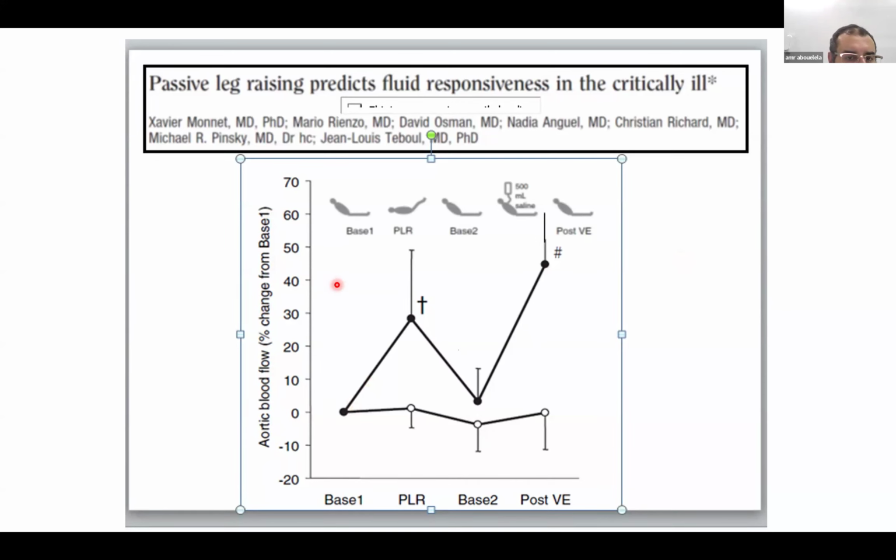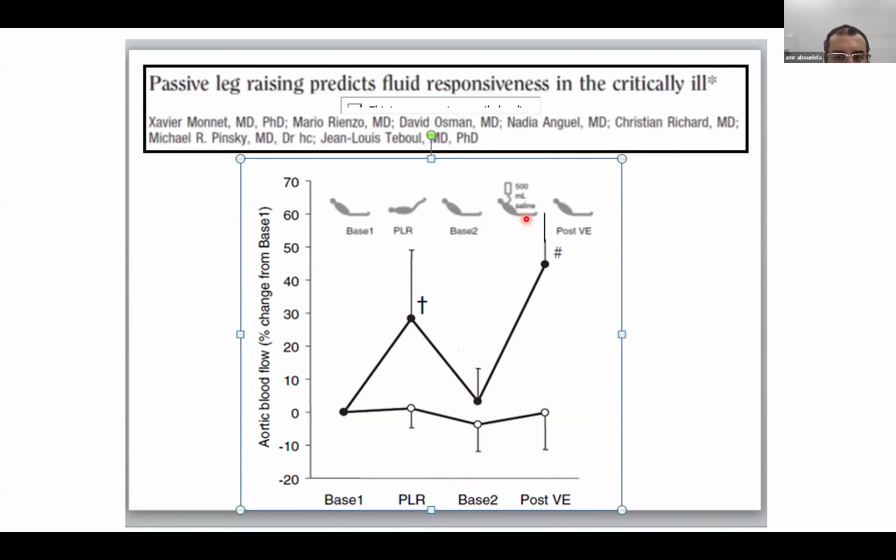This is the baseline while the patient is in the neutral position. During the passive leg raising, you can see there is a significant increase from the baseline, up to 30% increase in the cardiac output. And again, returning to the baseline, turning the patient to the neutral position, the cardiac output is reduced again.